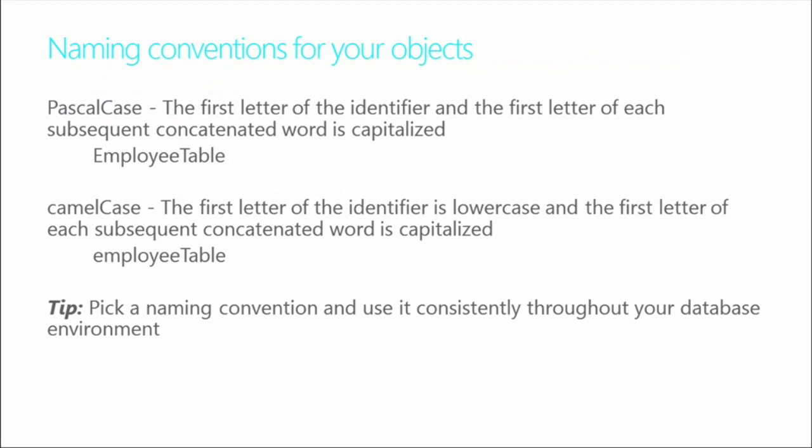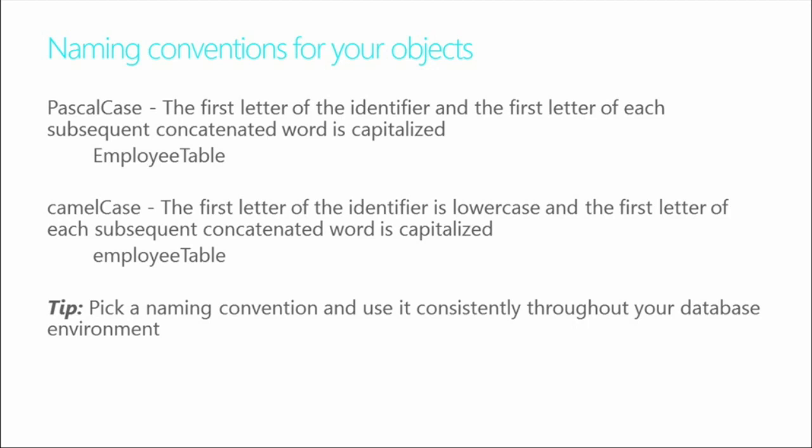Now, one of the things that we often do as we create objects is we have to have a naming convention. A couple of the common ones are listed here. Pascal case is where the first letter of the identifier and the first letter of every subsequent concatenated word is capitalized. So, for instance, you see EmployeeTable: the E in Employee and the T in Table are capitalized. Personally, this is my preference.